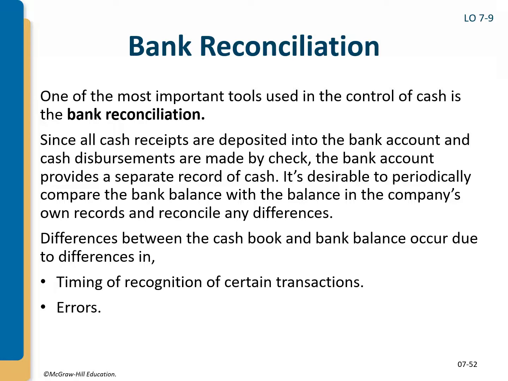We talked about cash in the beginning of the chapter. All cash receipts are deposited into a bank account. They should be. All cash disbursements are made by check or from that checking account. So a bank keeps an independent record of all the transactions in a company's cash account. The company also keeps a record of all of the transactions of its cash account. So there's two independent entities keeping track of the same thing. So you should be able to agree those two. And that's what a bank reconciliation does.